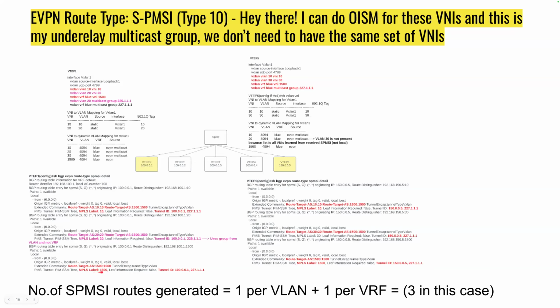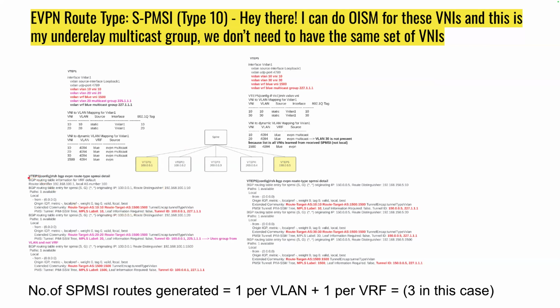So the MPLS label is 1500, which is nothing but that of the VRF, and the route target is just the L3 route target. And the tunnel ID would be 100,001 and 227,111, which is configured per VRF.